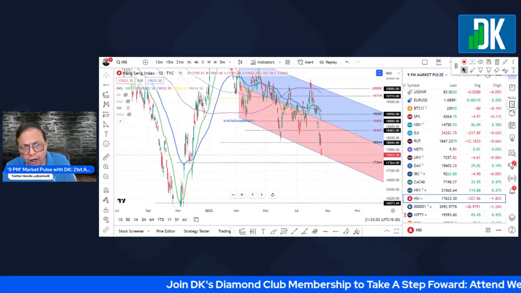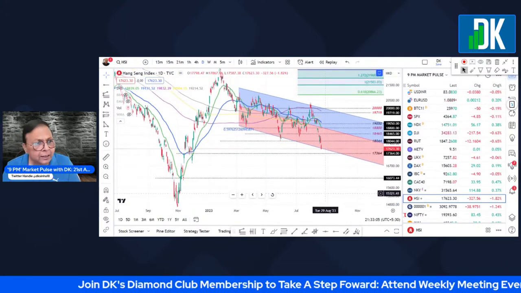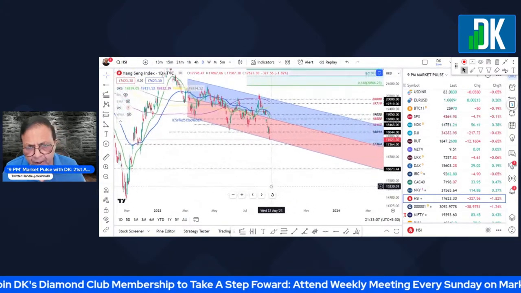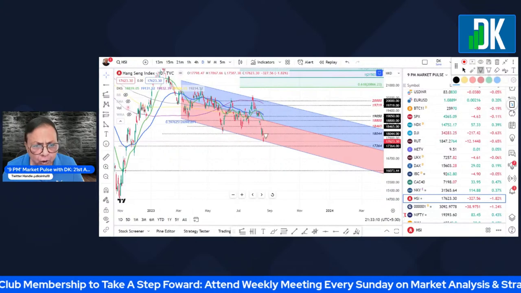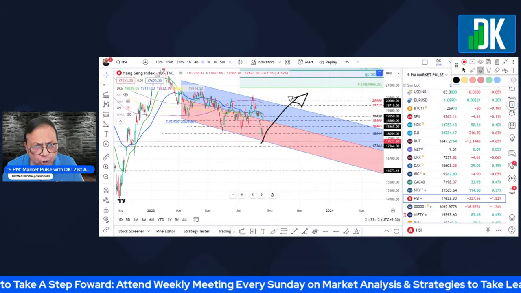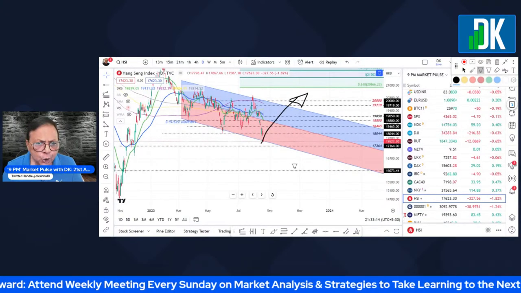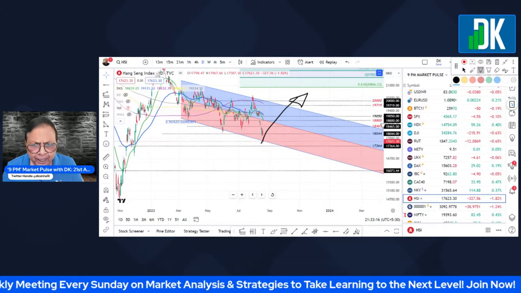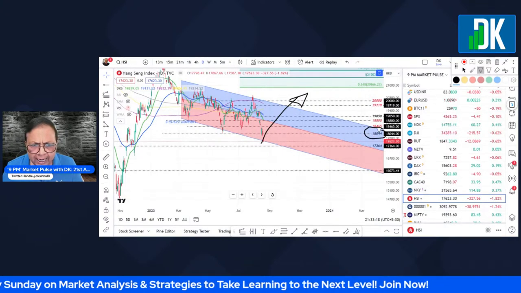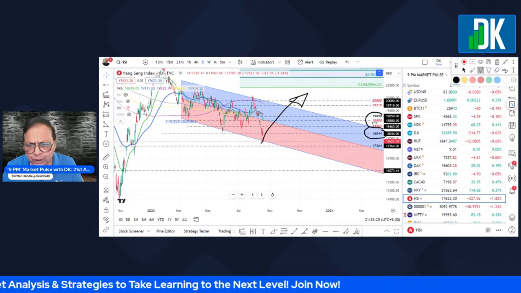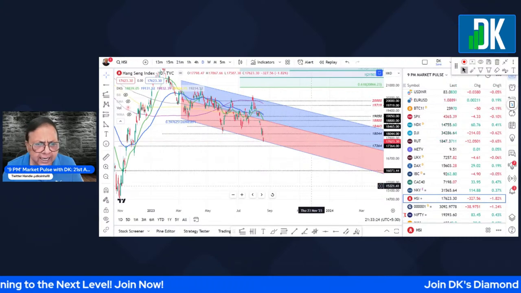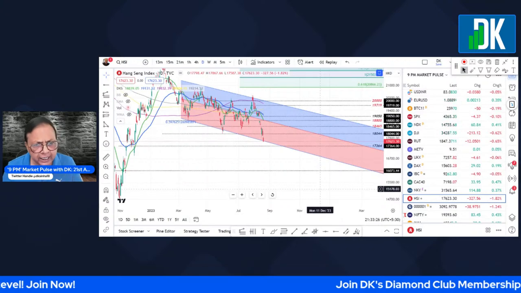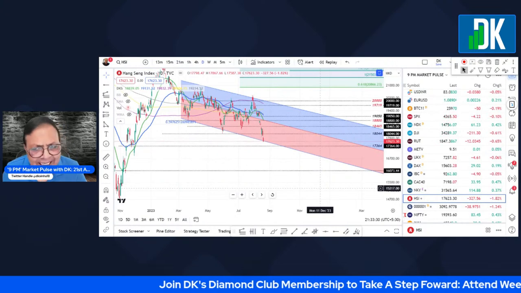So overall the structure is weak in the Hang Seng index. It will become good only when it gives a breakout of this falling price channel. So immediate resistance could be 18,044 and then possibly 18,800 to 19,050. So overall structure is weak. Short-term trend, intermediate trend, and long-term trend are bearish in the Hang Seng index.